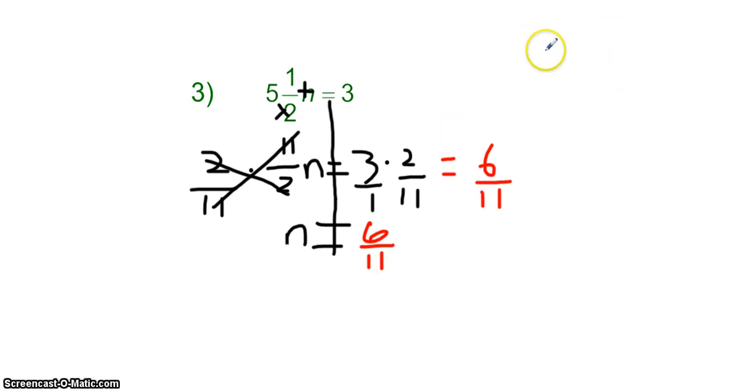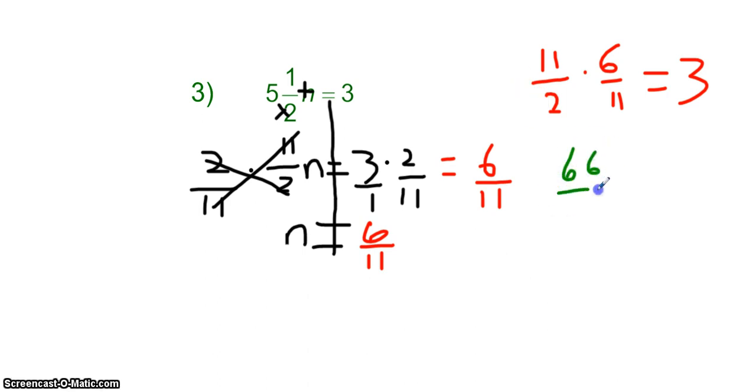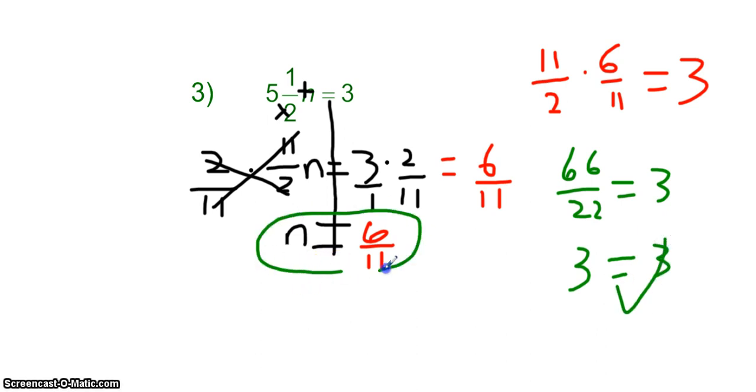So remember, 5 1/2 as an improper fraction is 11/2 times 6/11 is equal to 3. Okay, so we're going to check. 11 times 6 is 66. 2 times 11 is 22. Okay, equal to 3. And when we simplify 66 divided by 22, it goes into 66 3 times, which means 3 is equivalent to 3. Yay, it's correct. So n must be equivalent to 6/11.